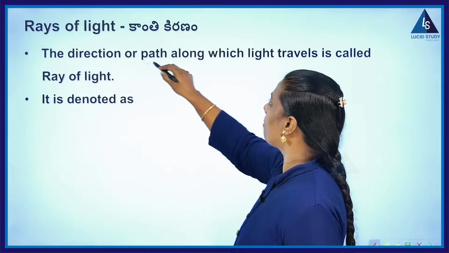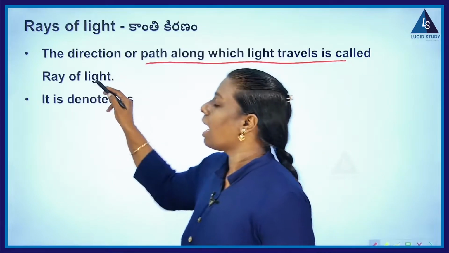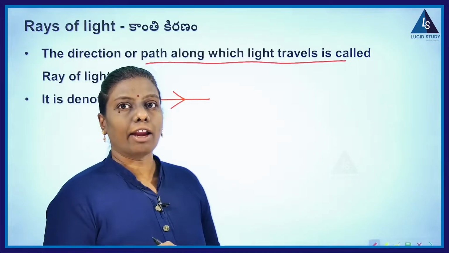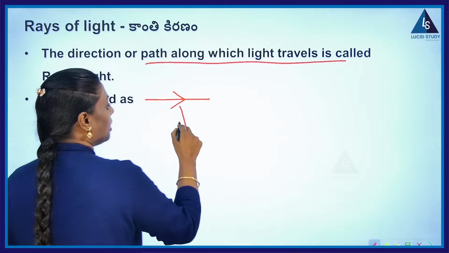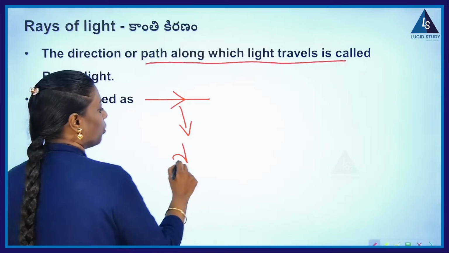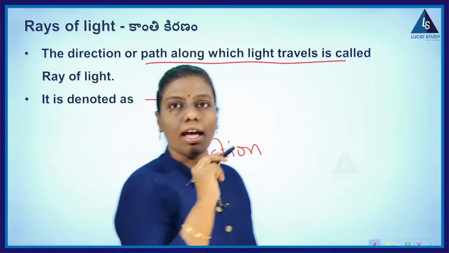So the direction or path in which light travels is called a ray of light, and it is denoted with a line and an arrow mark. This arrow mark indicates in which direction it is going to move. Whichever direction the light is taking place in, in that direction you will put the arrow mark.